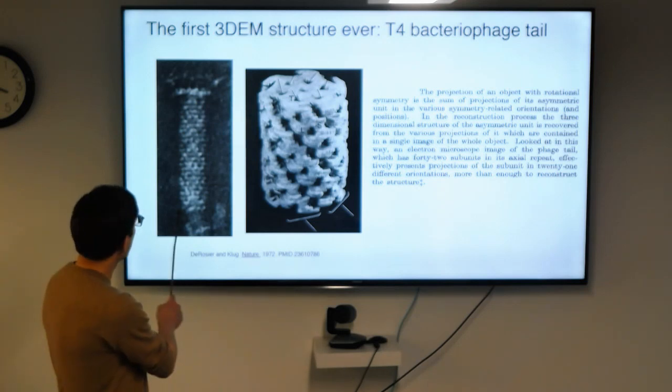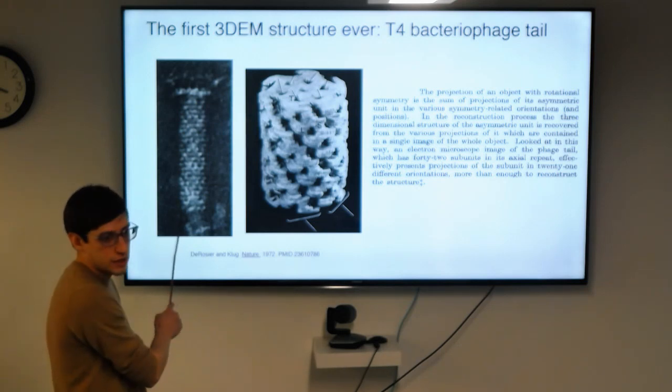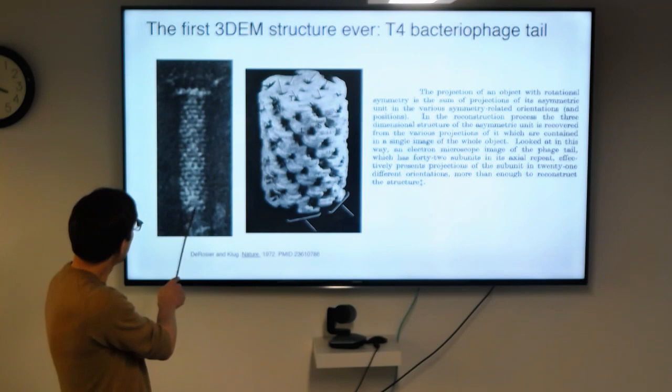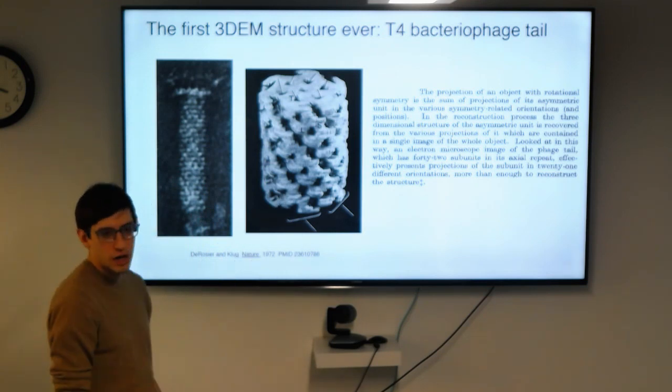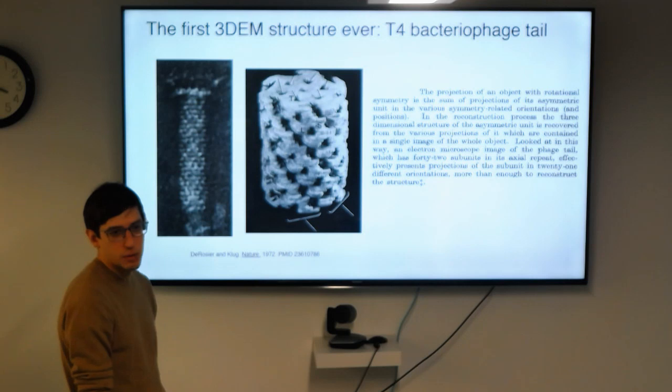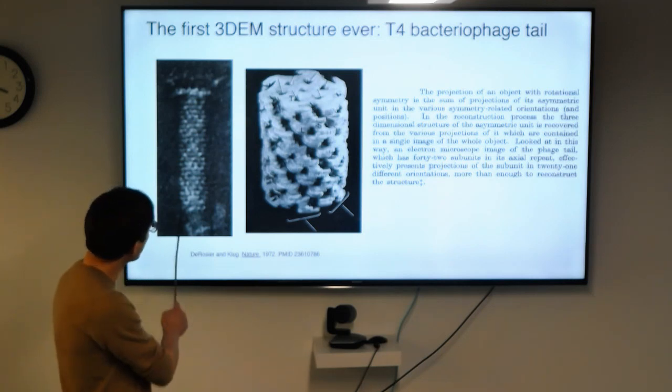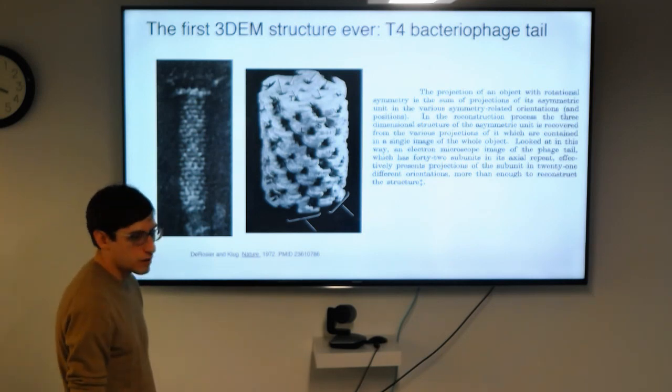So this is actually a negative stain EM image. You can sort of see the subunits here. You see those little dots, and you can kind of tell that they're rotationally arranged. And this is actually the balsa wood cutout model that they calculated by hand from the diffraction pattern of that image.